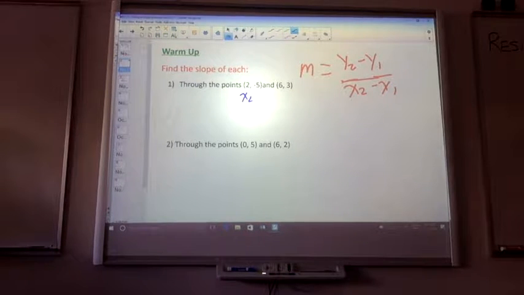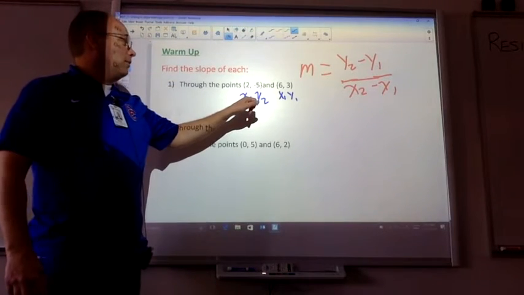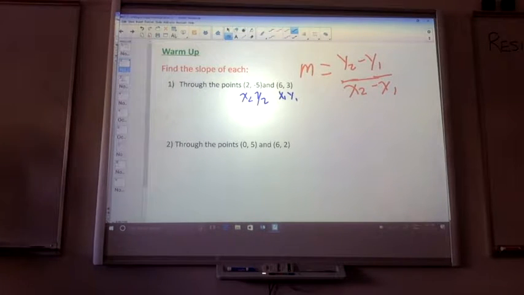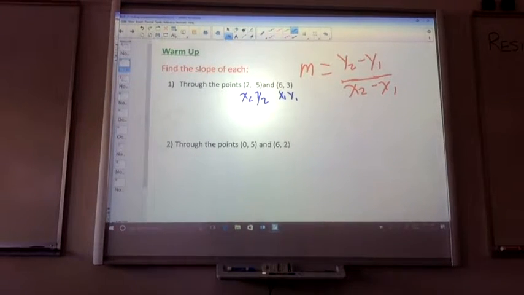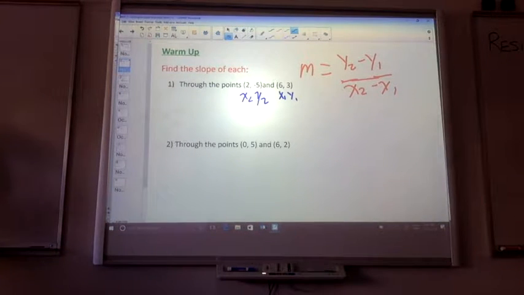So x2, y2, x1, y1. Now, I purposely went backwards on these for a reason, because I want you to realize it doesn't have to be x1, y1, x2, y2. You can flip-flop them. It doesn't matter. It's still going to give you the same slope. There is one and only one line that is defined by two different points. Does that make sense? There are infinite lines that are defined by one point, but if you have two different points, two different xy values, whether it's vertical, horizontal, or some sort of negative slope or positive slope, there's one and only one line.